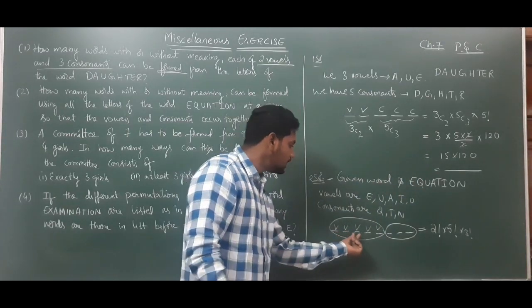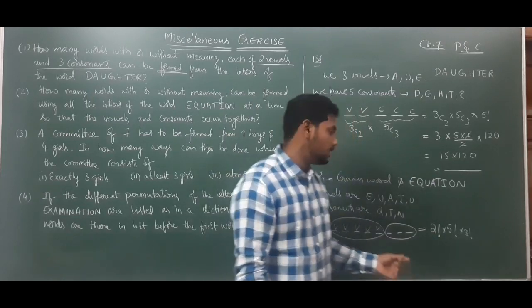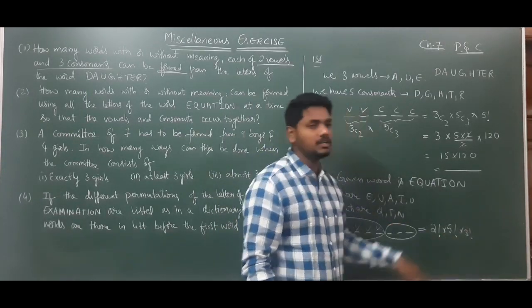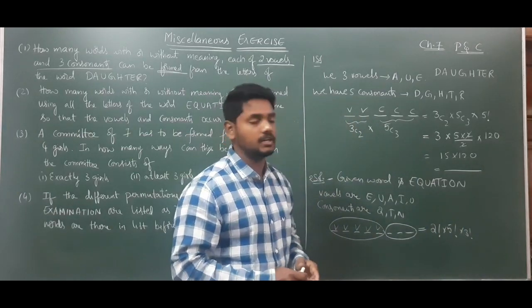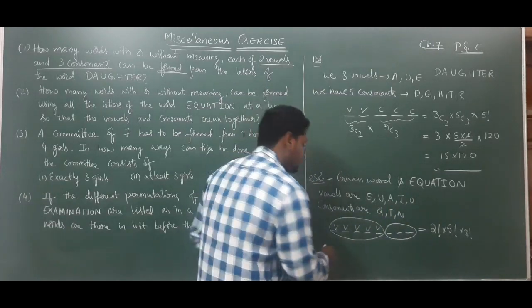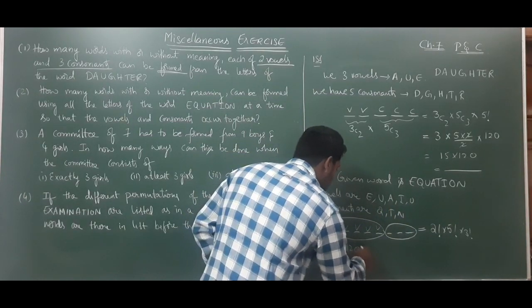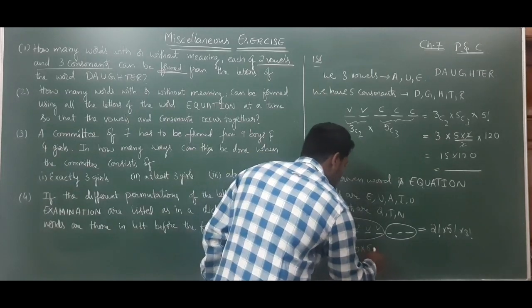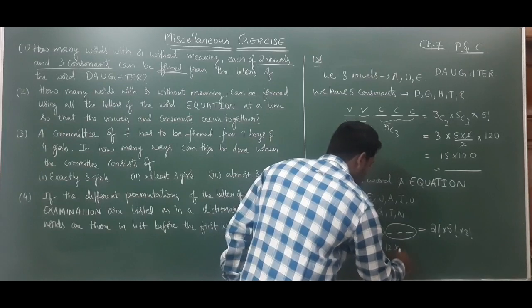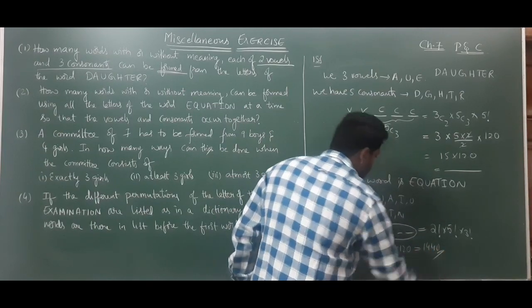If any repeated letters are there in vowels, we divide by that repeated factorial. And again in consonants also, if repeated letters are there, we divide by that repeated factorial. Since we do not have any repeated letters, this is our answer. So 2 factorial value is 2, into 5 factorial is 120, and into 3 factorial is 6. So 2 into 6 is 12, into 120, which is 1440, right?